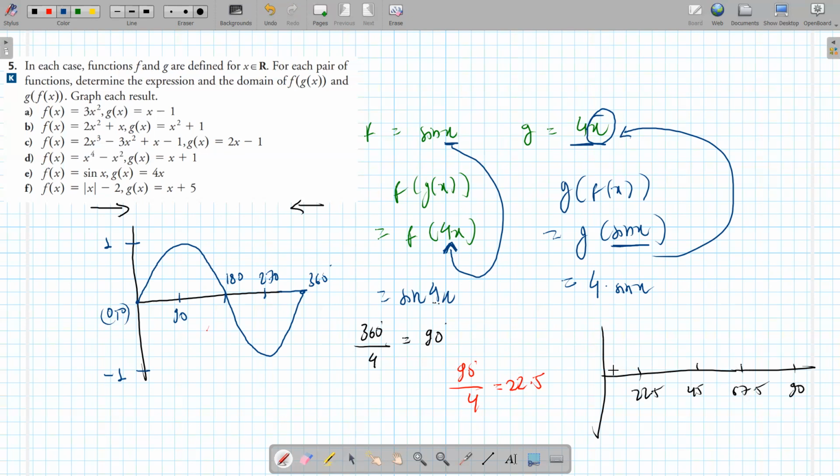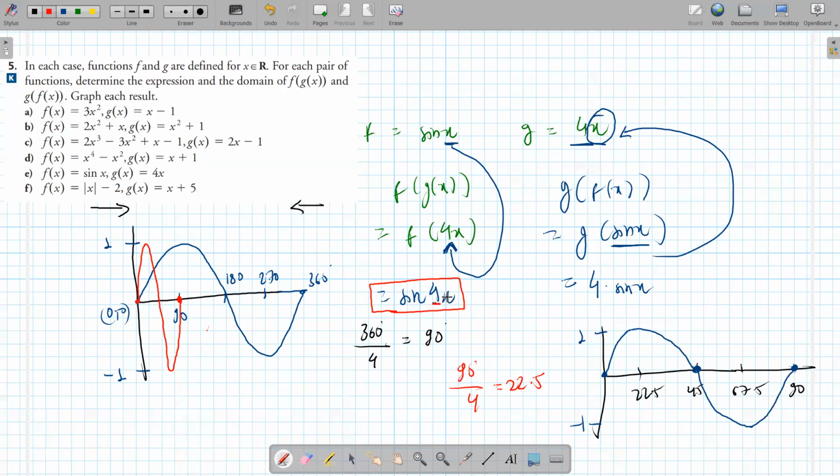It's going to start where it started before. It's going to go up to a maximum of 1 at 22.5. Then at 45, it would be 0. At 67.5 comes down to -1. And at 90 goes back to 0. So if you compare these two graphs, this has shrunk by 4 folds. If you were to draw it on the same graph, it'll look something like this: 22.5, 45, 67.5, and at 90 it'll come back down. So that's shrunk by 4 folds. That is sine of 4x.